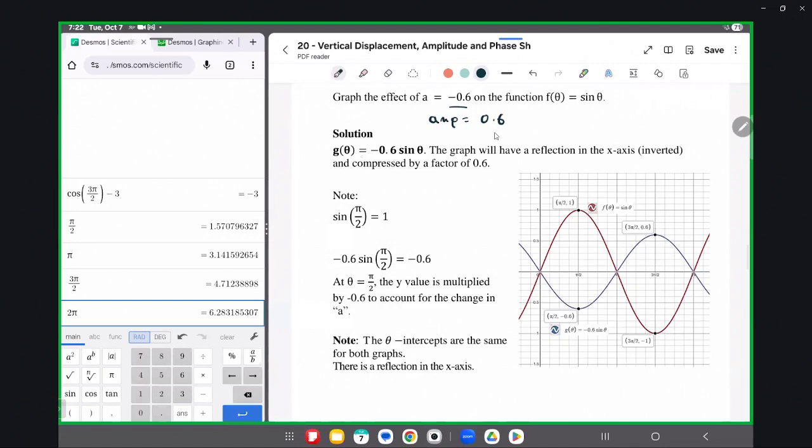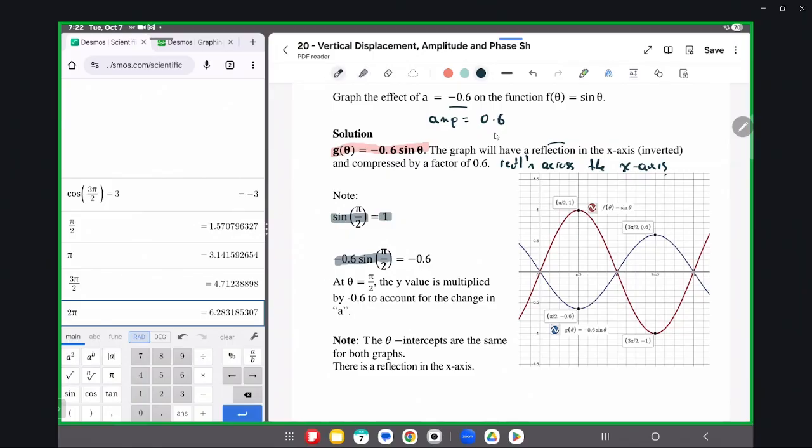So for g of theta is equal to -0.6 sine theta, the graph will have a reflection in the x-axis, meaning that it's inverted. It says it here, but again, it's worth noting that's the case. And then it's compressed by a factor of a. We know that sine of pi over 2 is equal to 1. So we're talking about -0.6 times sine of pi over 2, which is going to be -0.6.